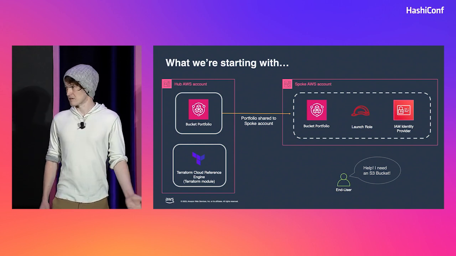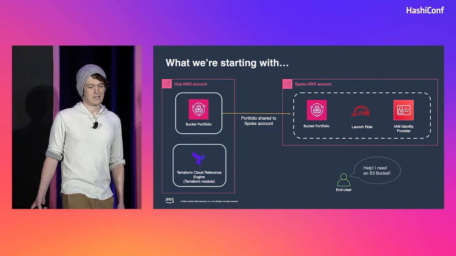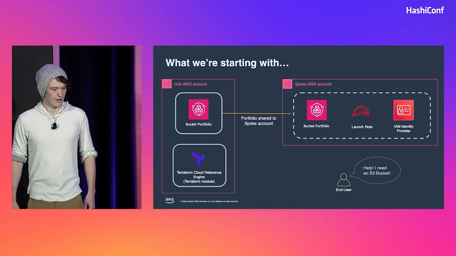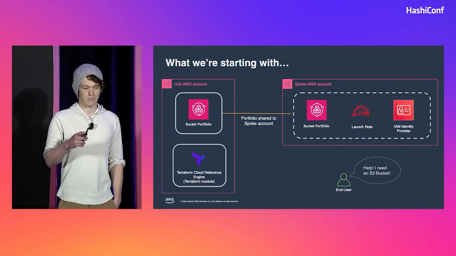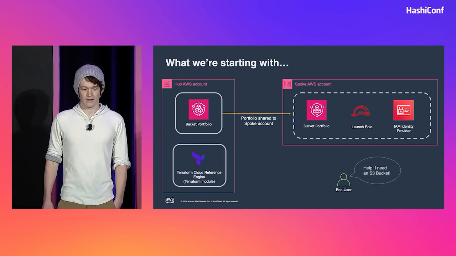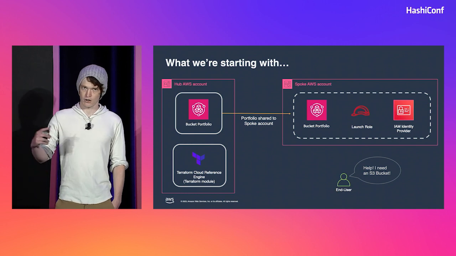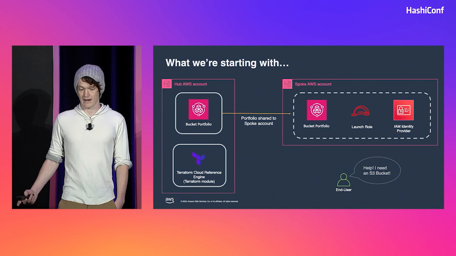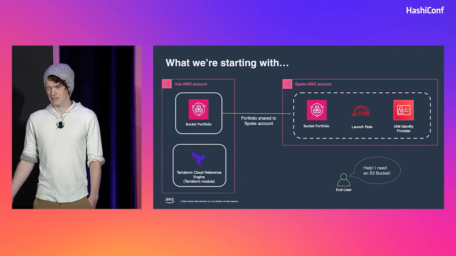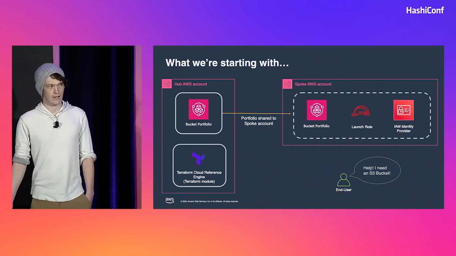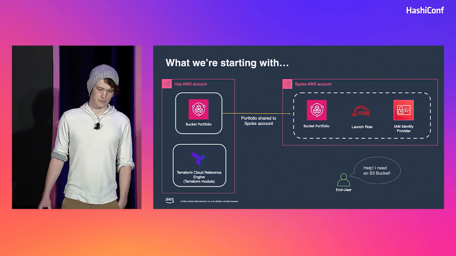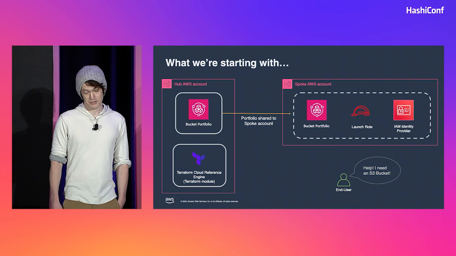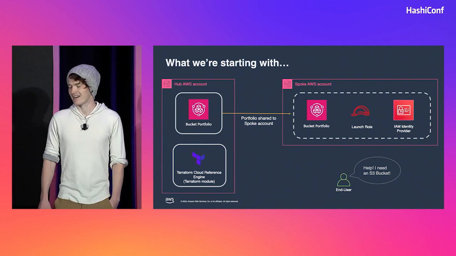We also have a Spoke AWS account, and the Spoke AWS account is basically where the work actually gets done. It has the product shared with it, and a launch role, which matches the launch role on the portfolio inside of the hub account. And then finally, it has an IAM identity provider. And this is what Terraform Cloud uses to authenticate with AWS and actually provision the resources for us. And then finally, we have our end user, who just really needs an S3 bucket, as you can see.